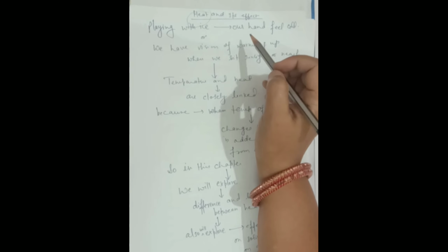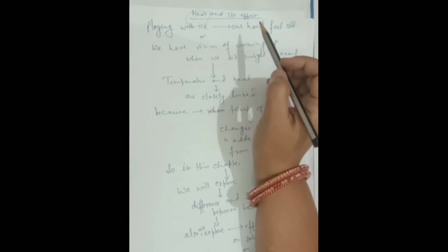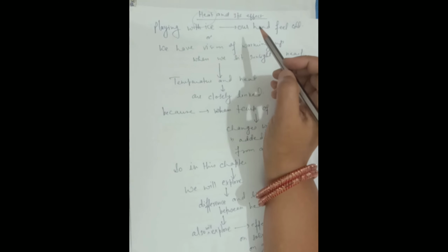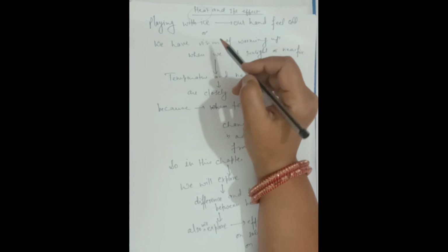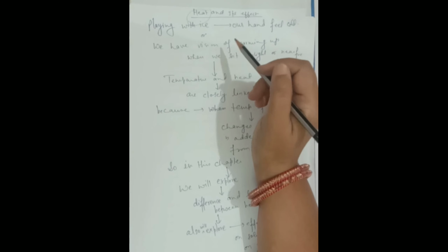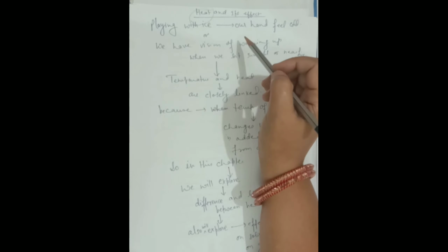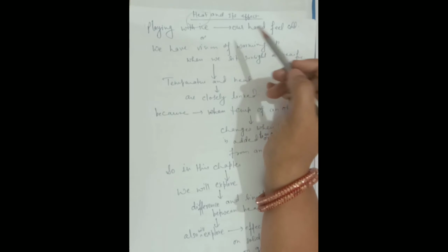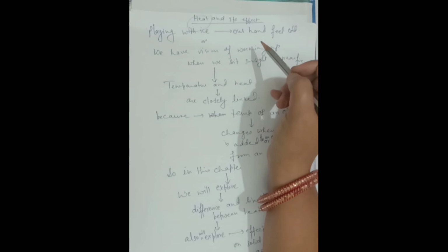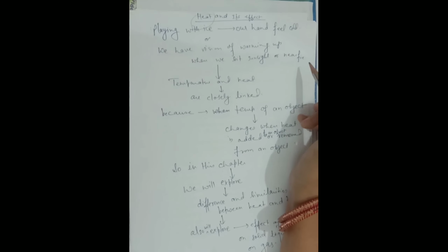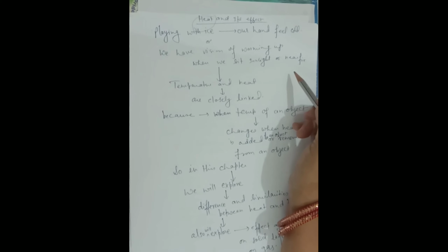So first we will talk about the concept of heat. What is heat? To explain this concept I am taking one example. Suppose we are playing with ice. When we are playing with ice our hand feels cold, or we feel warm when we sit in sunlight or near the fire.